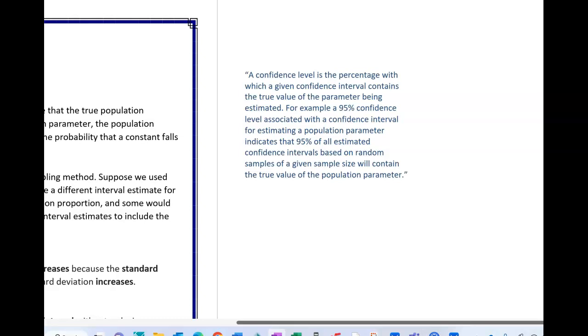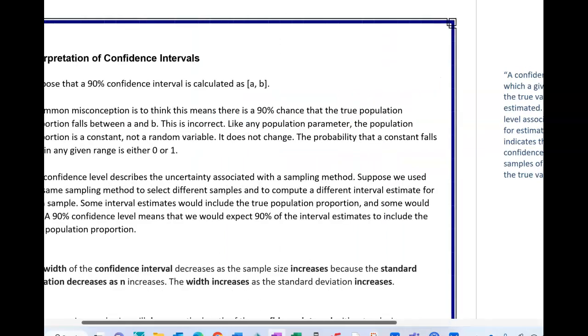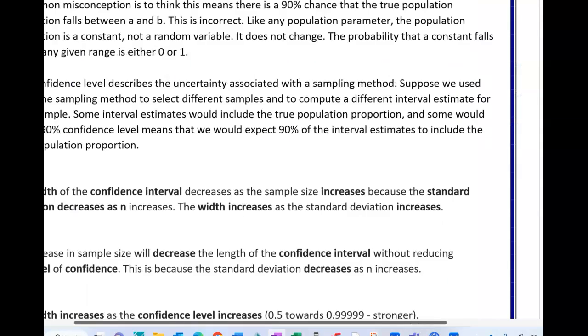So when you're asked to describe what it means, this is a good example: that percentage of intervals will capture that population proportion in this case. All right, we also talked about the width.